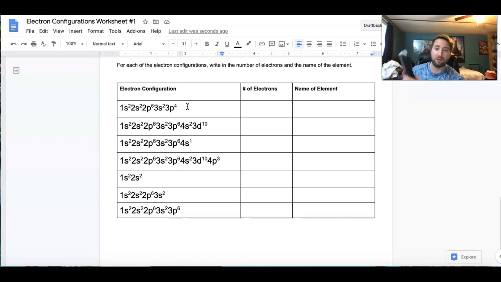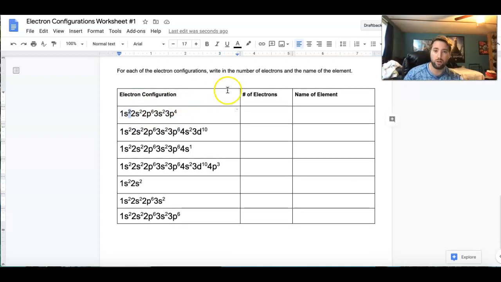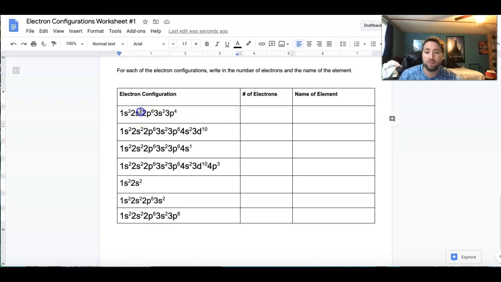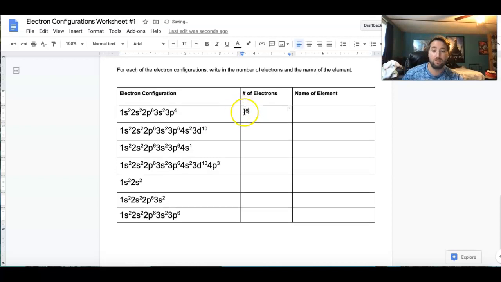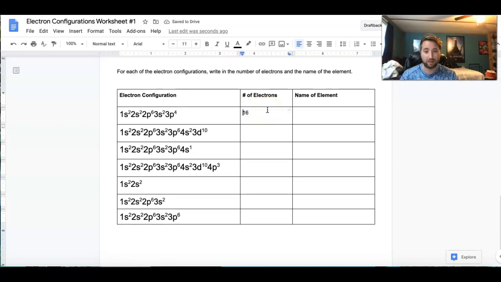Alright, so I've got my calculator here. Alright, so I'm going to add up these numbers here. So the 2, this 2, this 6, this 2, and this 4. Alright, so on my calculator, I'm going to do 2 plus 2 plus 6 plus 2 plus 4. Alright, and I added those up. I got 16 electrons. So let me just put in here how I got that. Alright, so I did 2 plus 2 plus 6 plus 2 plus 4 equals 16.